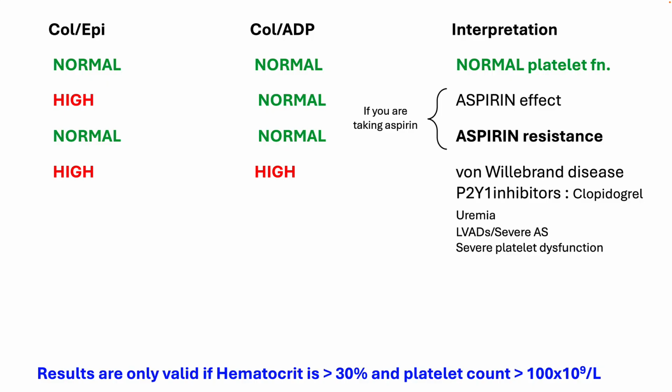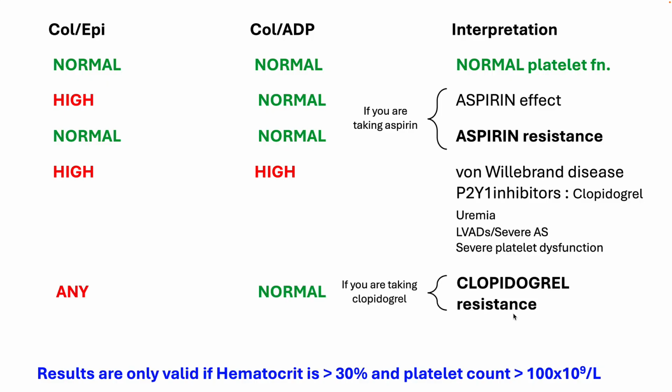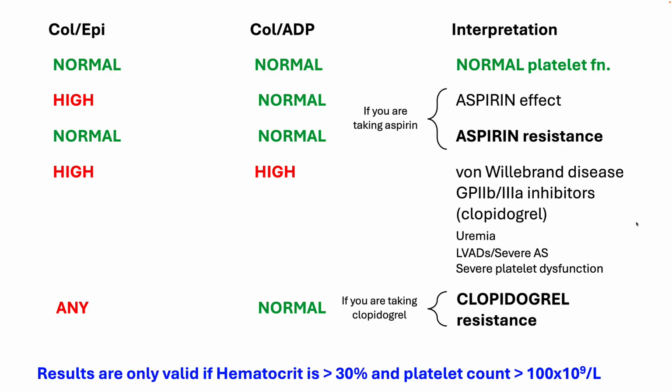Patient with uremia or severe platelet dysfunction will be also positive. Patients with LVADs or severe AS having von Willebrand factor syndrome type 2A will also have elevated call AP and call ADP. If call ADP is normal while you're taking clopidogrel, that would suggest clopidogrel resistance. Now the results are only valid if your hematocrit is more than 30% and platelet count is more than 100.